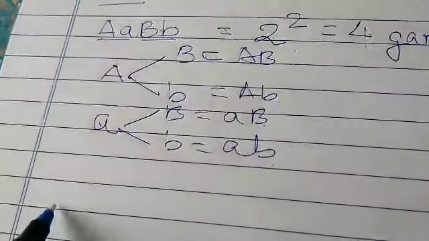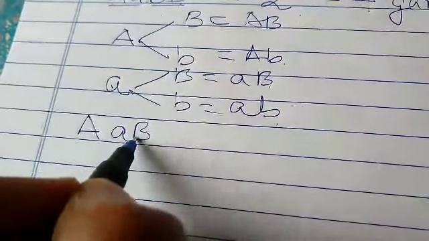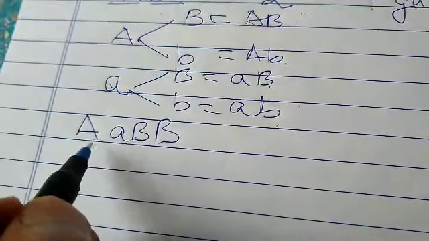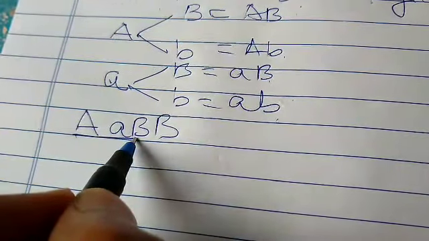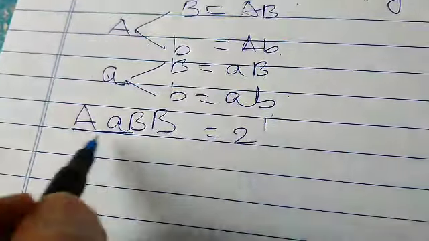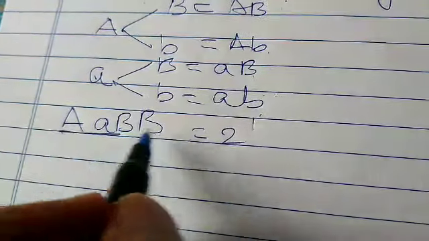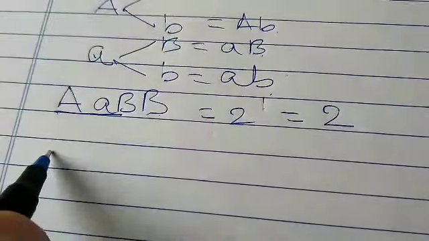Now if I ask what will be the number of gametes for this one, we find only one set of alleles is heterozygous in nature and the other is homozygous. So 2 to the power 1. Why 1? Only one gene is heterozygous in nature. So the number of gametes will be 2.